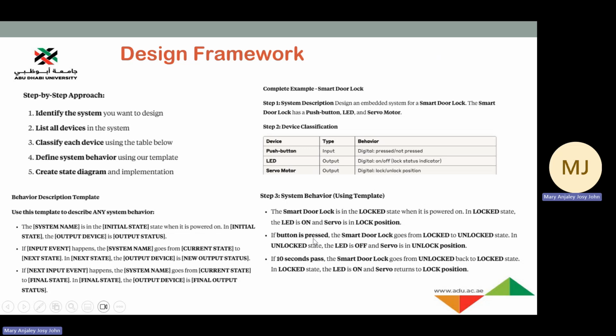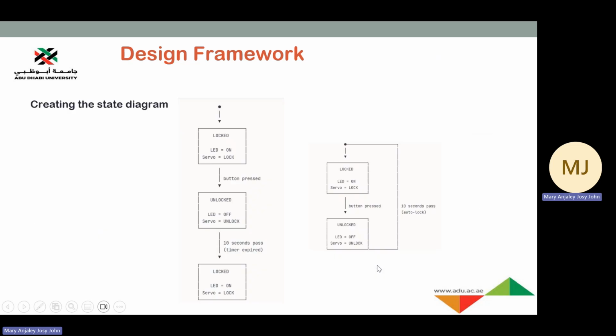The first event was the button pressed. Second event, the smart door lock, that is the system, goes from the current state to the final state, from unlocked to locked. Then we say, what's the final state? In locked, the two outputs again, LED is on, server back to lock position. So this is how you will write the first few steps. You identify the devices, you classify them, then you write the system behavior.